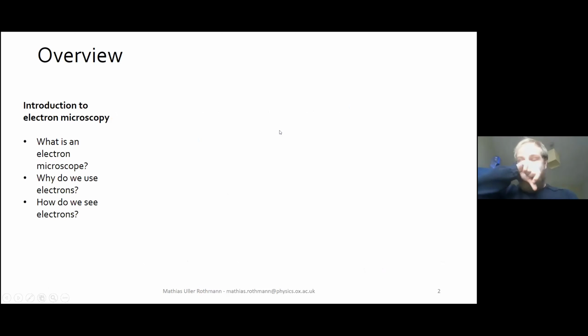So here's a bit of an overview. The first thing I'm going to do is introduce electron microscopy in general, just so we all know what we're talking about. I'll talk a bit about what an electron microscope is. I want to talk about why we use electrons in general, rather than photons, and a bit about how we then see these electrons. How do we detect them?